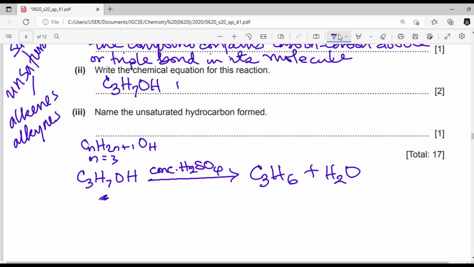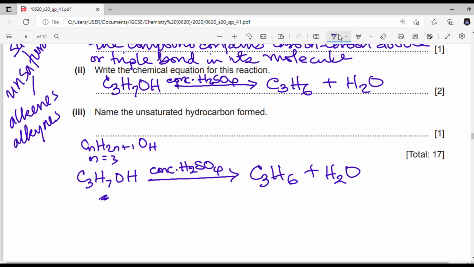So the chemical equation here is: C3H7OH, conc H2SO4, to give us C3H6 plus H2O. Right?